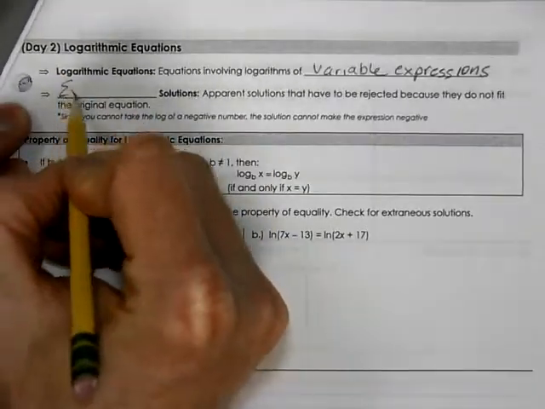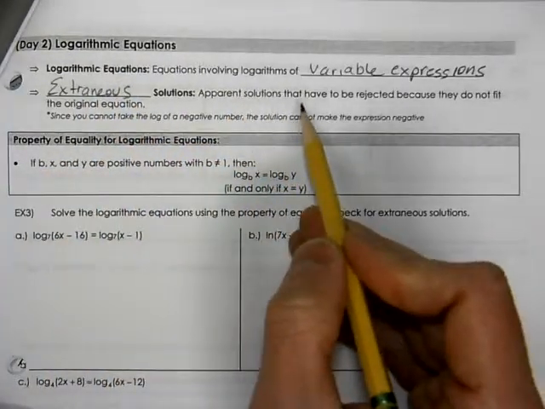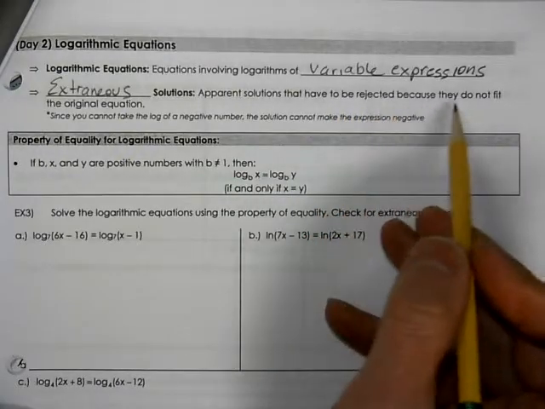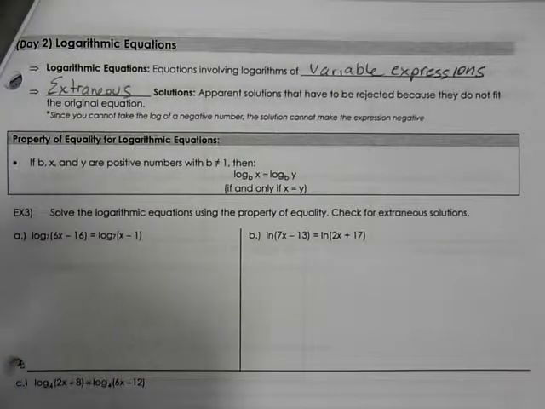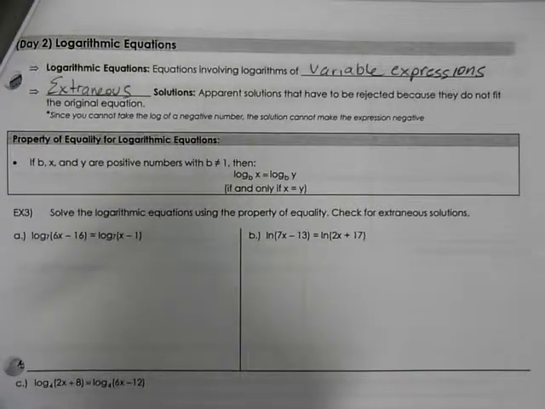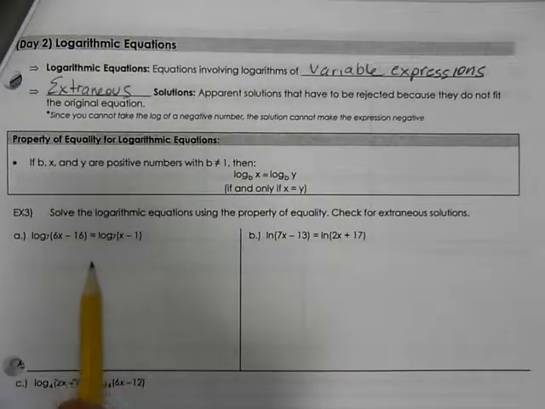Extraneous solutions are apparent solutions that have to be rejected because they do not fit into the original equation. When we're calculating through, we might come up with some x values that equal a negative value, or any number really, that when you plug back into the original problem, you're trying to take the logarithm of a negative number. You can't take the logarithm of a negative number. Any number raised to a specific power isn't going to change its sign, isn't going to become negative.